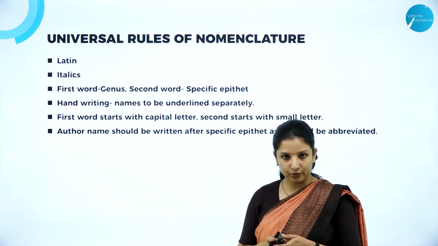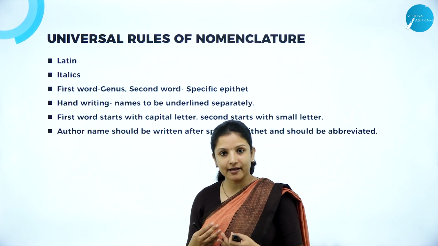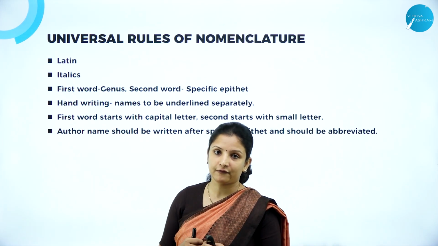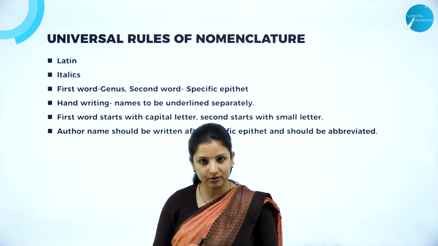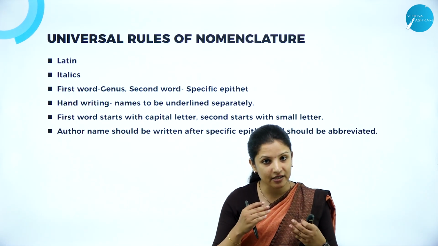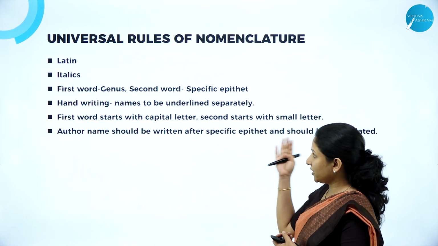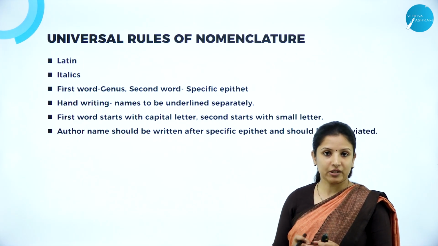So here, what are the rules when writing a biological name? Like when we write our name, there is a set of rules that we follow, right? Our name should start with a capital. Then we also include an initial. When we write an initial also, there is a set way of writing it. Similarly, here also there are some rules that we need to follow.